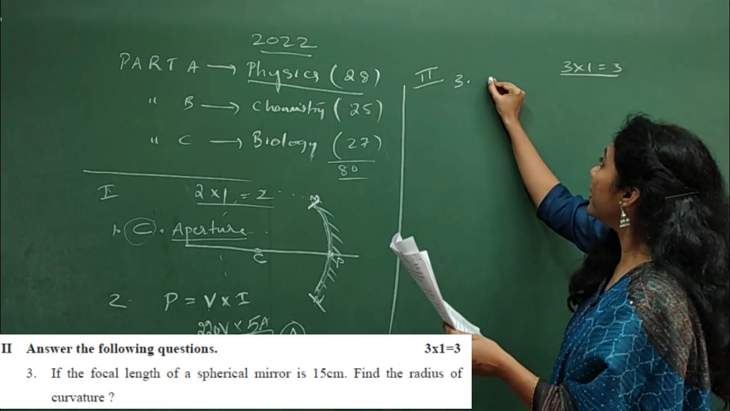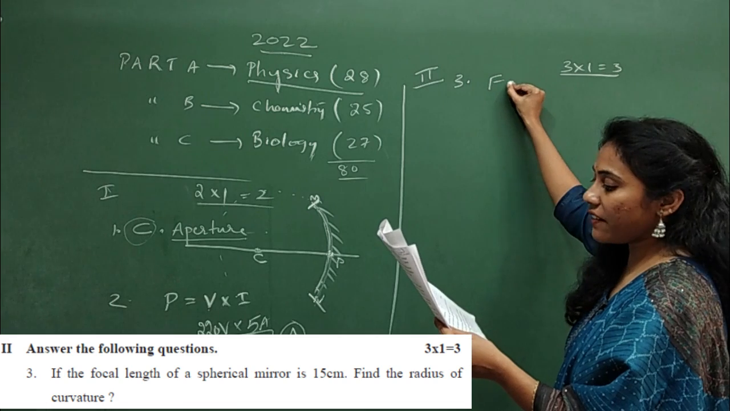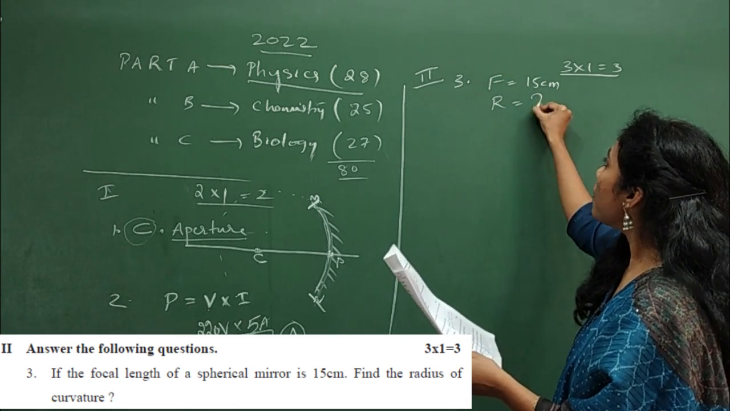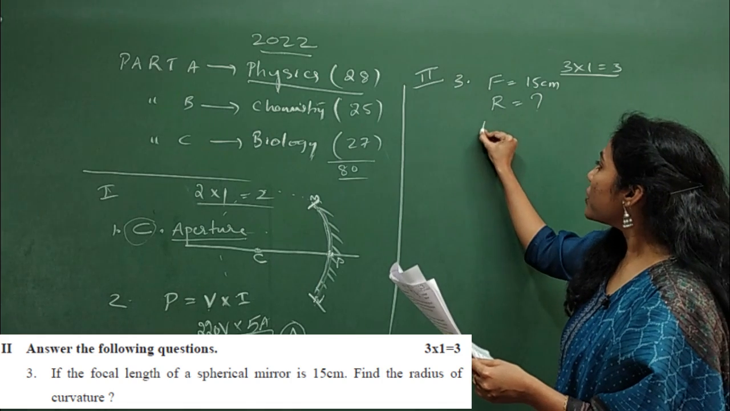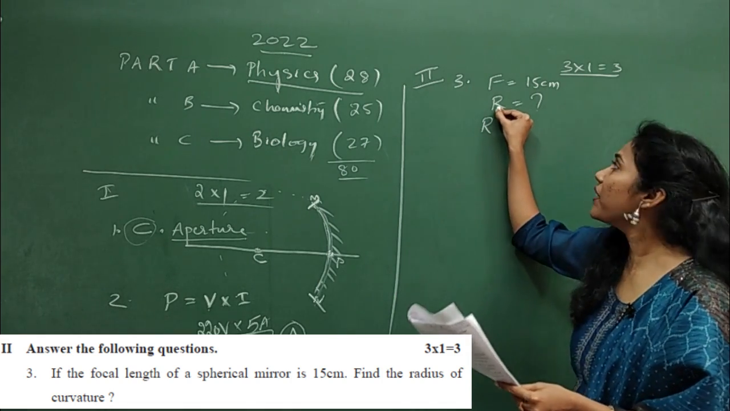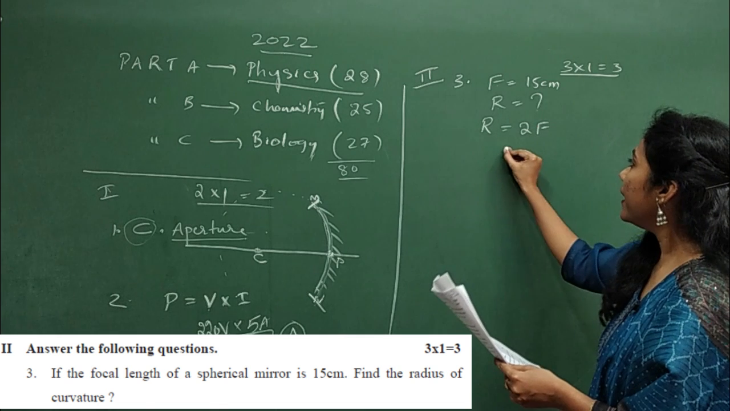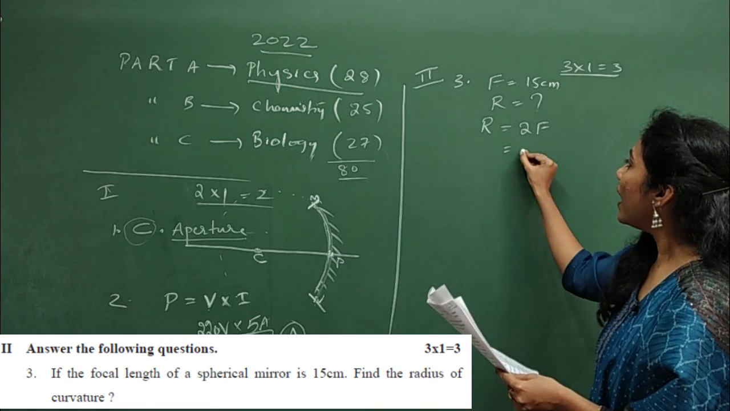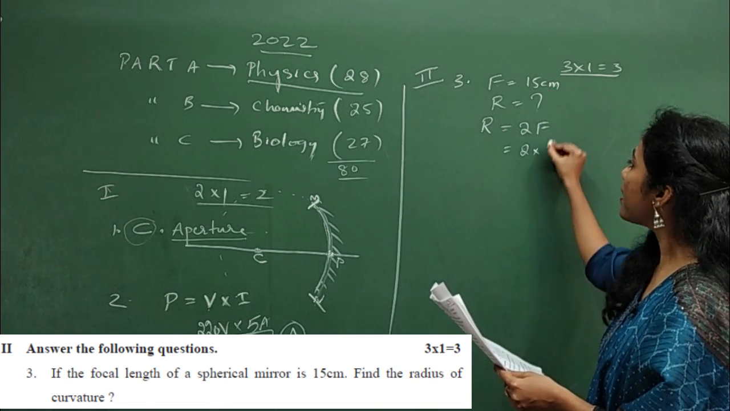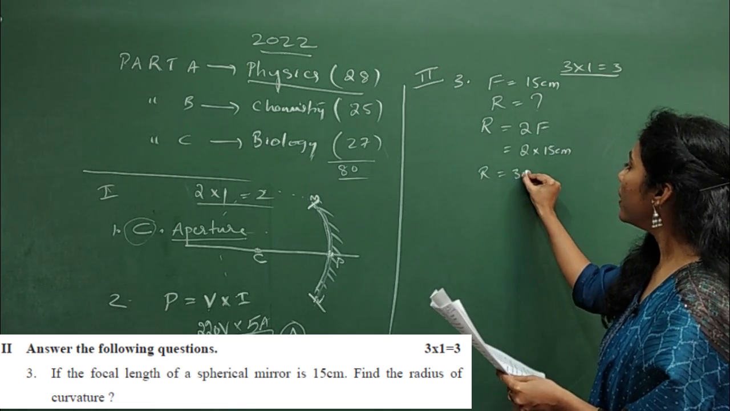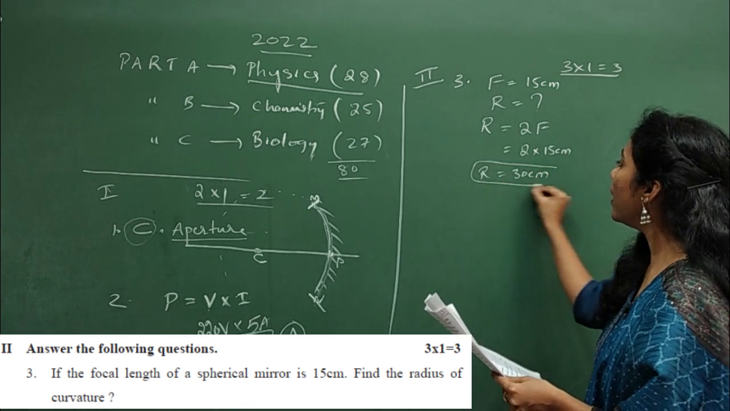See what they have given? Focal length is given, that is 15 centimeter. They are asking you radius of curvature. So we know the relationship between radius of curvature and focal length, that is R is equal to 2F. So what is R here? 2 into F is how much? 15 centimeter. So radius of curvature is equal to 30 centimeter is your answer.